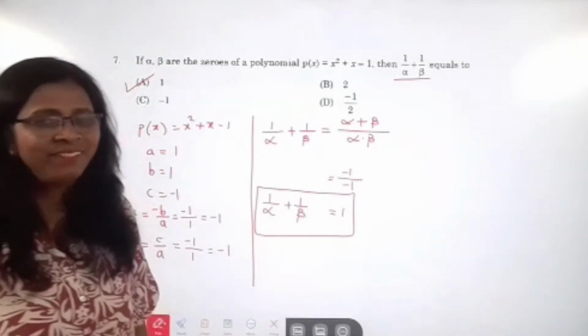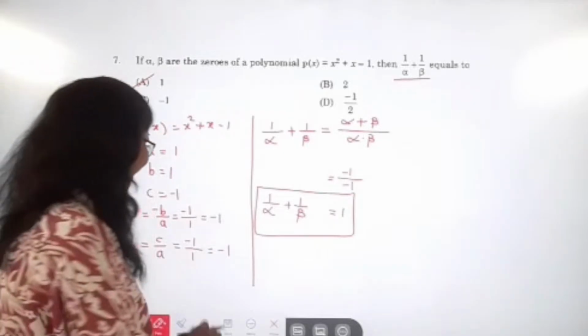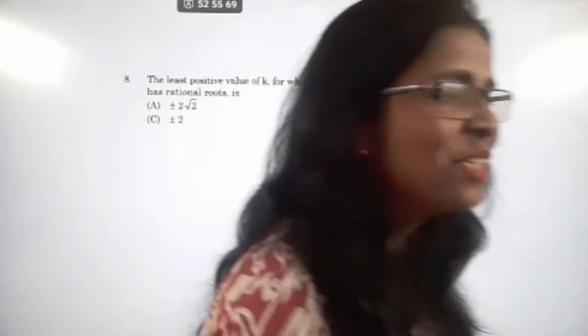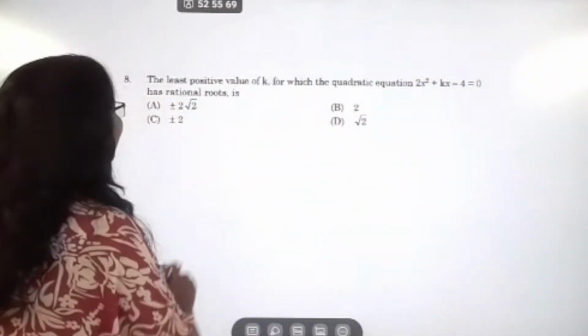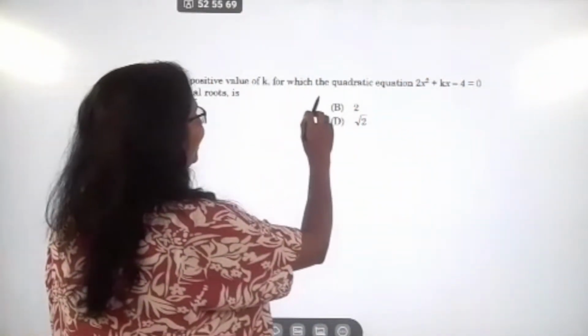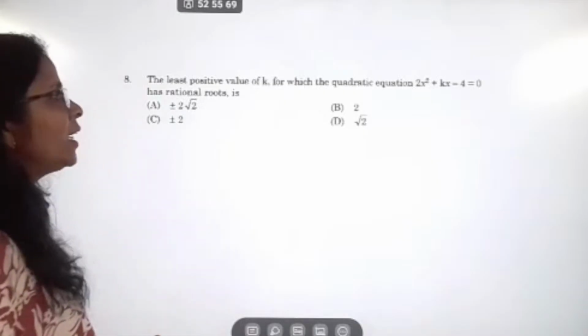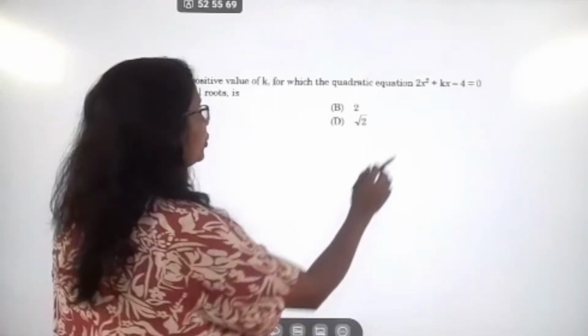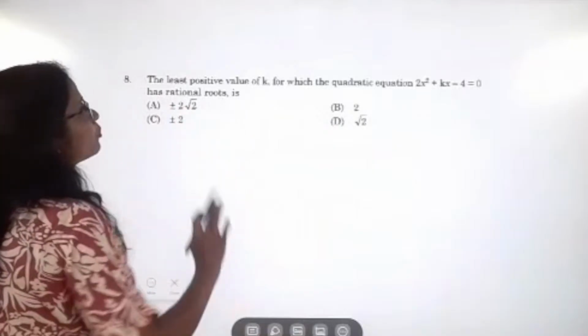Okay students, very easy example. Then see the next example. The least positive value of k for which the quadratic equation 2x square plus kx minus 4 is equal to 0 has rational roots is.